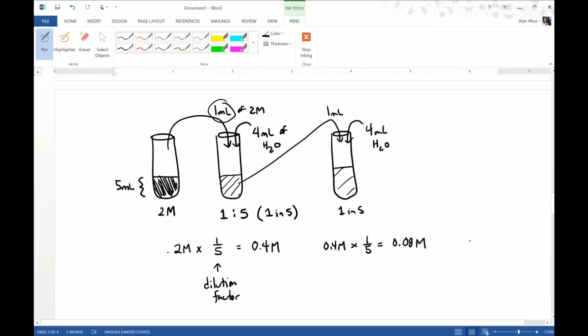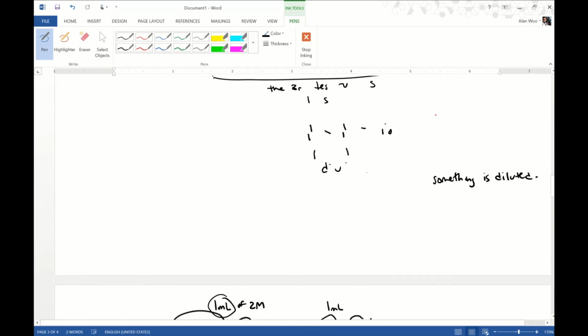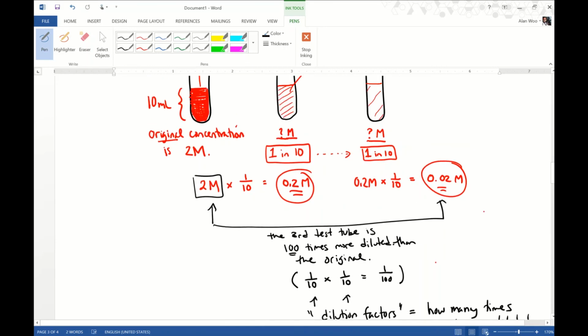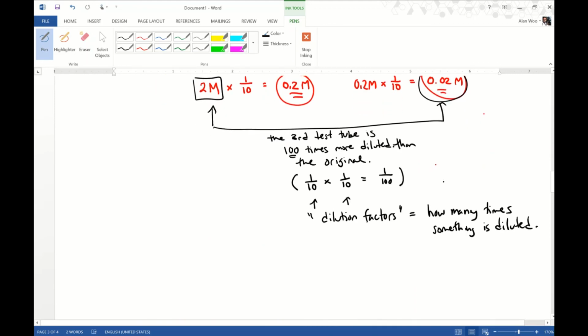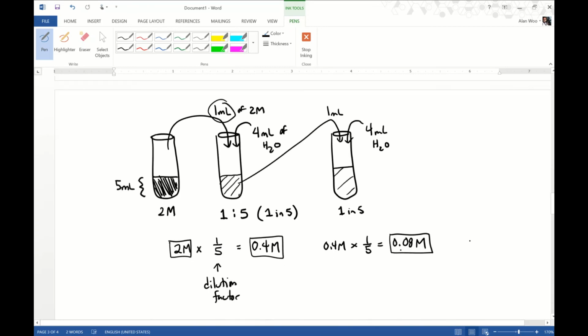So if you look at our starting amount, it's 2 molarity reduced down to 0.4 molarity, then diluted to 0.08 molarity in 2 steps. But because we're using less water, it's not as diluted as our first example. The first example was diluted to 0.02 molarity in 2 steps. Here, we're still at 0.08, which is more concentrated than the previous example. And that's only because we're doing a 1 in 5 dilution.